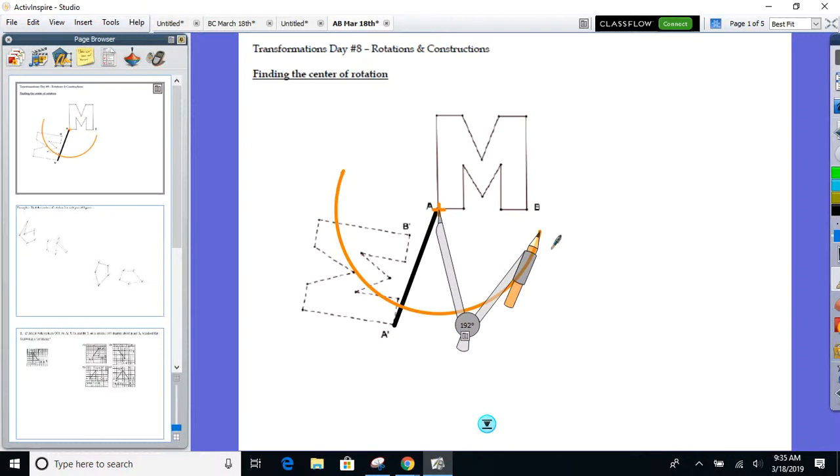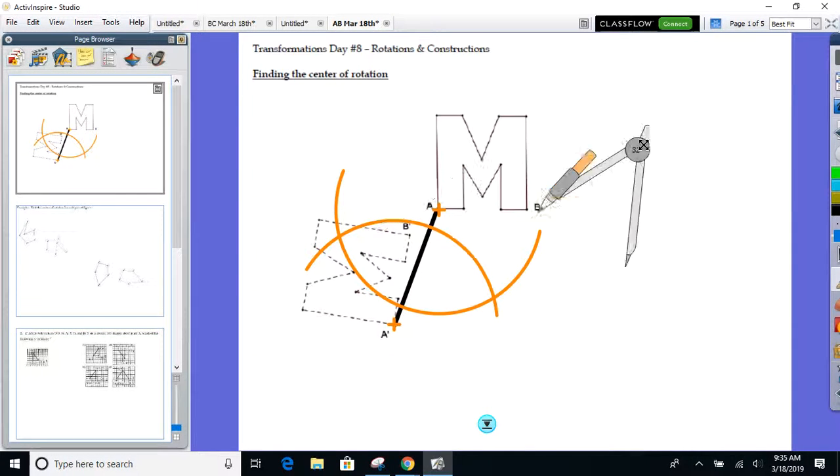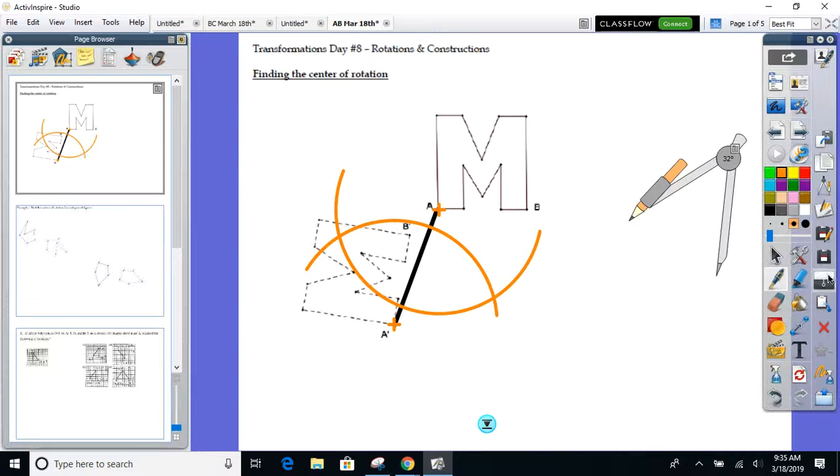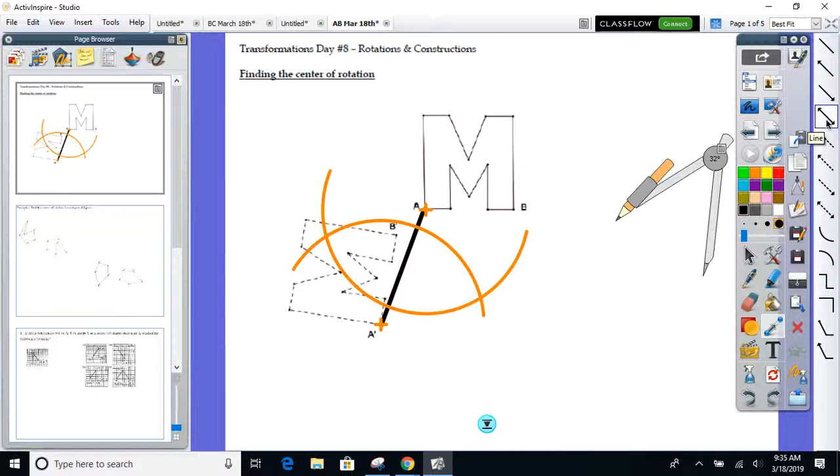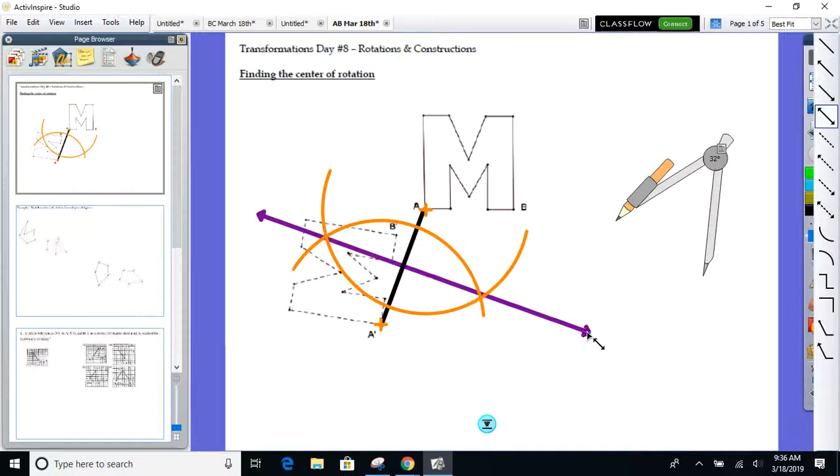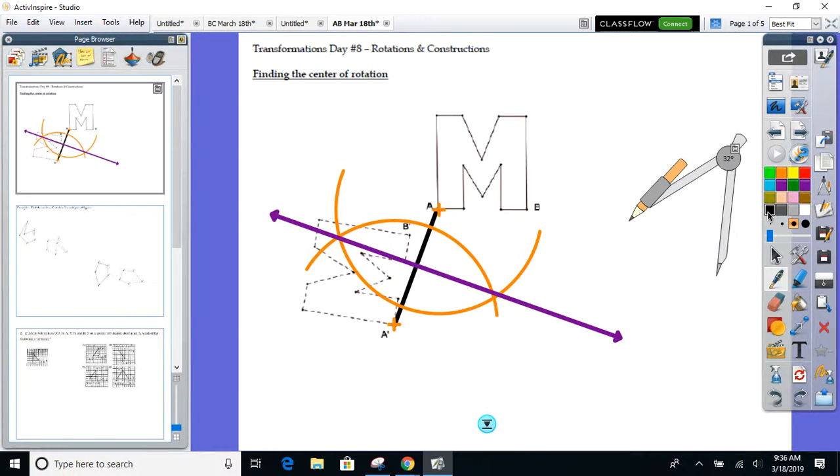Then leave your compass the same opening. Go to the other endpoint on the segment. And then line up your straight edge. That's garbage. There we go, a little better. Not done yet.